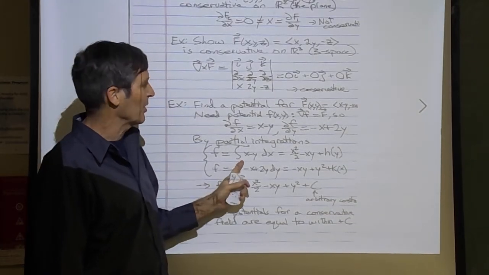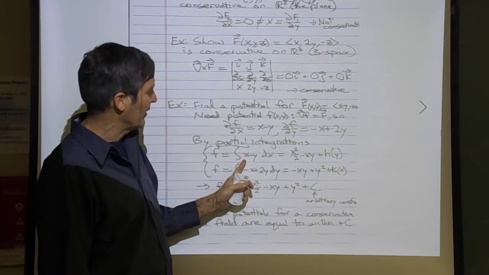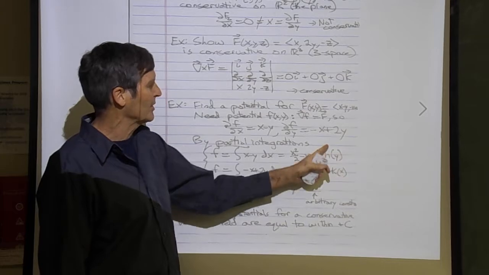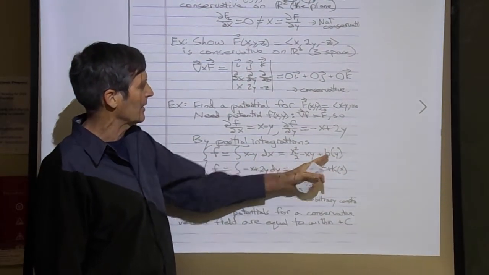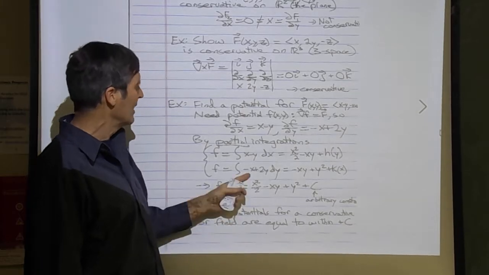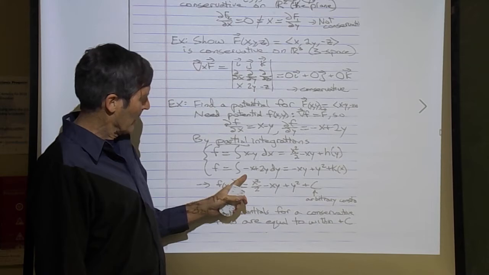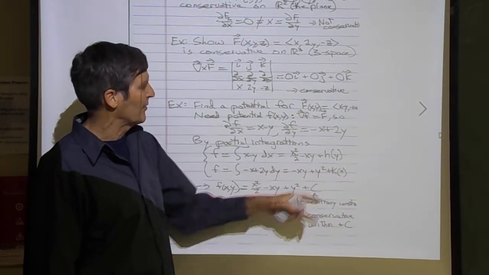And then in a partial integration, the constant can be an arbitrary function of the other variable, because the derivative of any function of y is 0 with respect to x. The partial integral with respect to x, the arbitrary constant, is an arbitrary function of y. Similarly here, x is treated as a constant, so the arbitrary constant here is an arbitrary function of x.